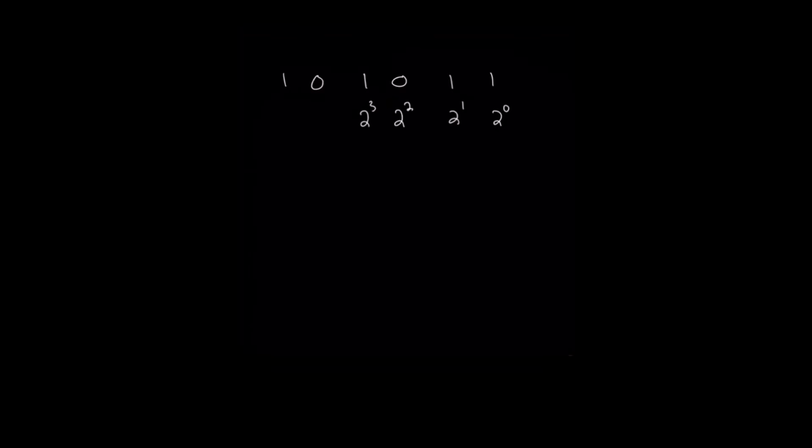Let's start with an example. 0 1 0 1 1 1. So we will start counting the positions from the right side. And we will say 2 to the power of 0, 2 to the power of 1, 2 to the power of 2, 2 to the power of 3, 2 to the power of 4, and then 2 to the power of 5. We can just ignore the 0, because when we multiply 0 with anything, it will be 0, so it won't contribute to the answer.